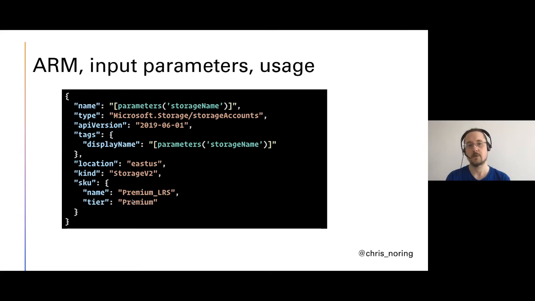Let's move on and actually show how this is used in the template itself. So here we've got parameters, and we're saying parameters storage name. This is me really going towards the parameter section, digging out the storage name. And as you can see in the storage account here, I assign it to the name property. And it's the same thing here. When I create this tags display name, I again assign this. So this is what you need to remember: you need to have a parameter section, and you need to have this parameters part.